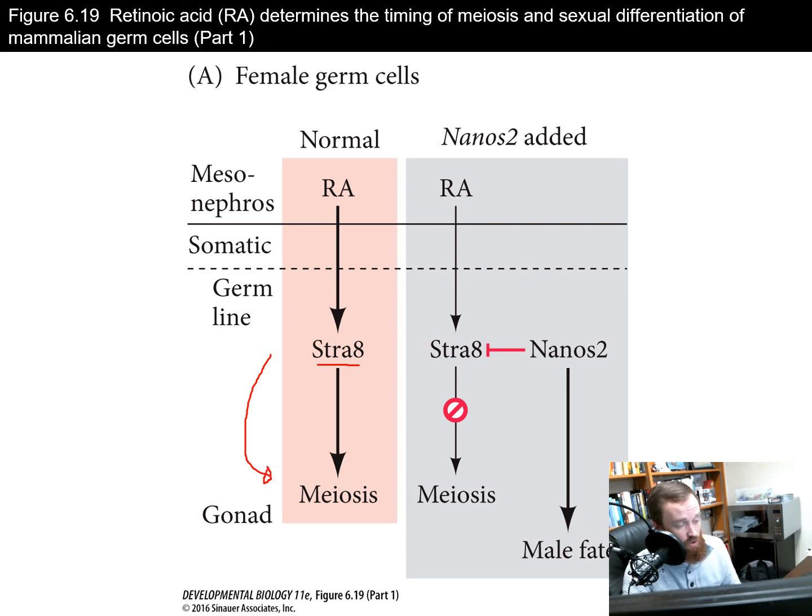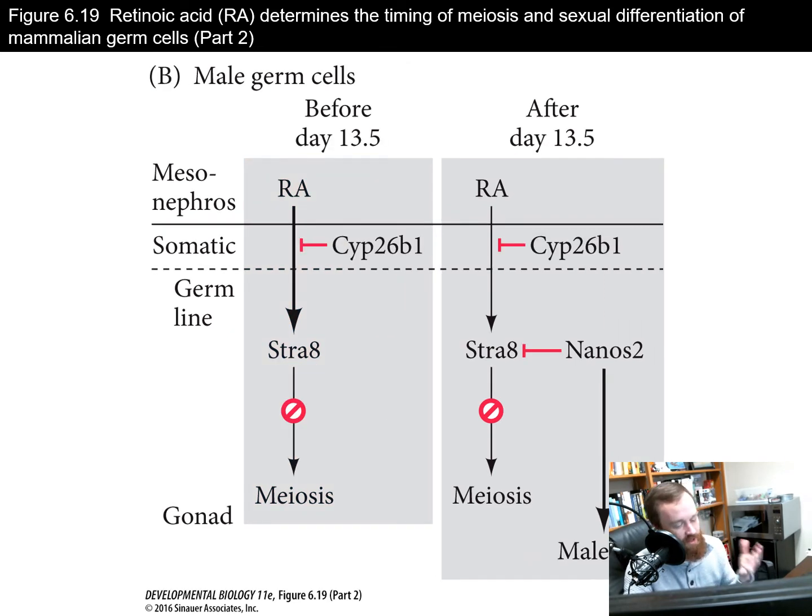and then causes these germ cells to start to undergo meiosis. Now, in male cells, there is another gene, Nanos2, and what it does is it blocks STRA8. So RA still starts the process, but Nanos blocks STRA8 and instead causes the germ cells to go down the male pathway as opposed to creating oocytes for the female. However, Nanos2 only works in this way after 13.5 days.